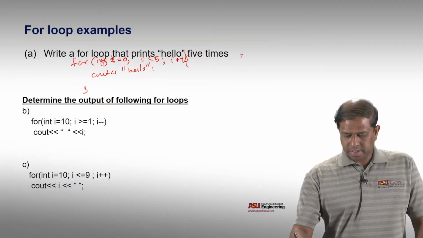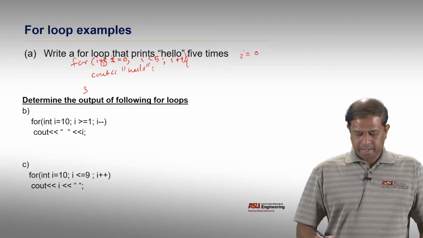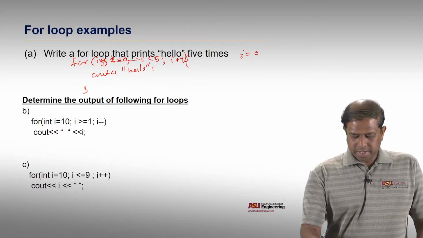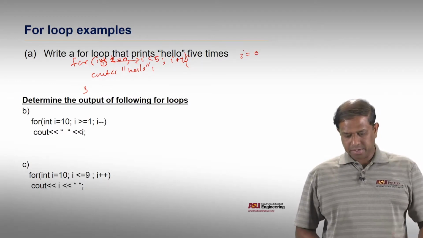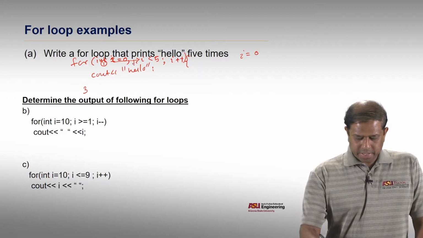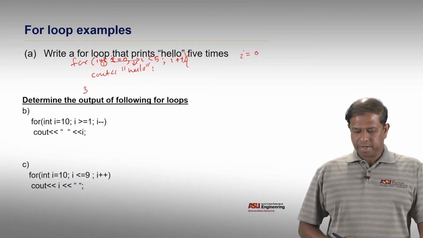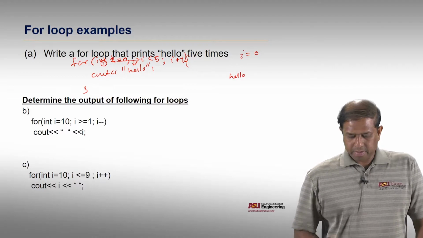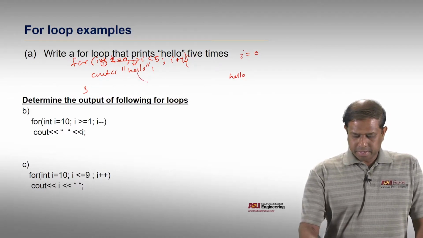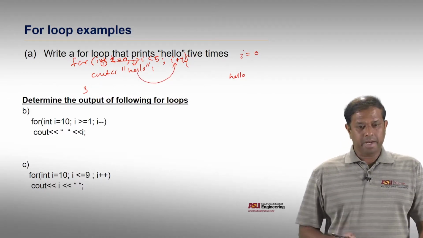So initially the value of i equals 0, and then we come to the condition check. In the condition check, we are checking whether i less than 5, so that's true. Then we go inside the loop. Now inside the loop we are displaying hello, so the first output will be hello, and then after doing this operation we are going back to the update statement.